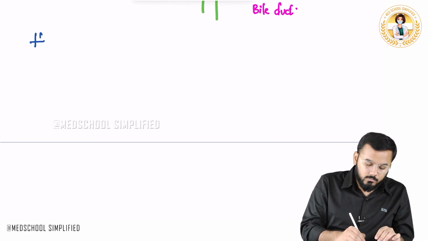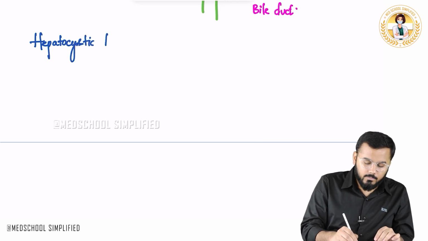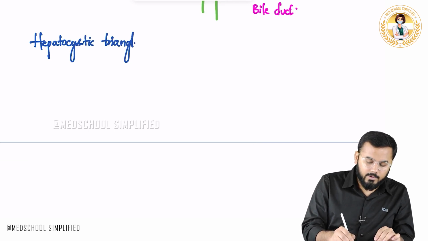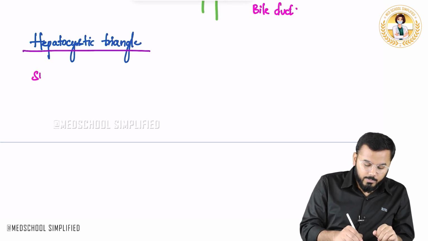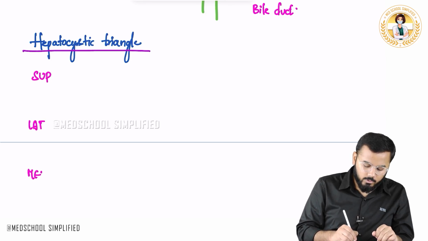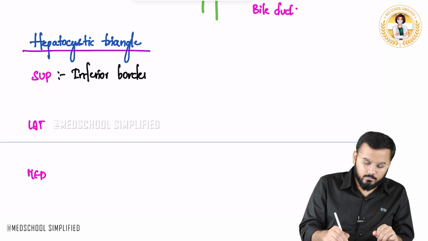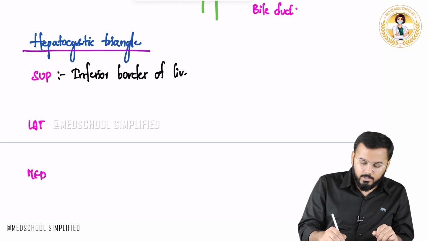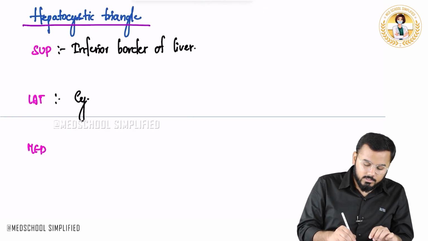So if you look at the borders of the hepatocystic triangle, what are they? Superiorly what do you have, laterally what do you have, and medially what do you have? Superiorly we have the inferior border of the liver. Laterally what do you have? Laterally you have the cystic duct.